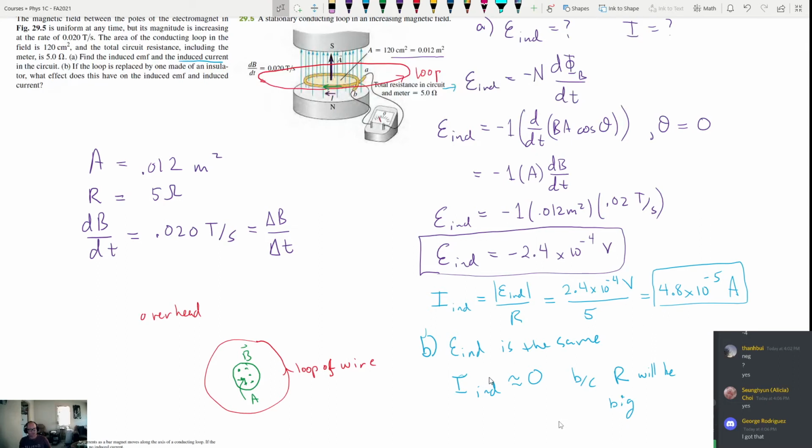So it's important to understand that there can be an induced EMF even if there isn't a current that's produced from that. The induced EMF will still be there. All right. Does that make sense?